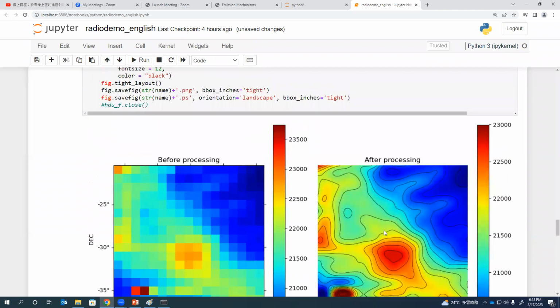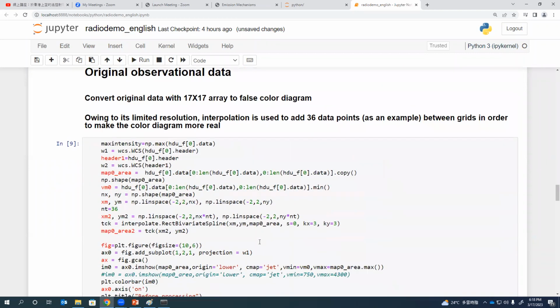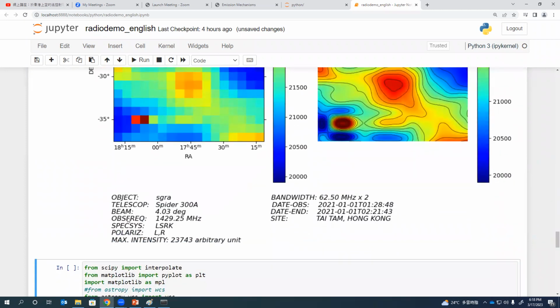And you see, I ran the program several times, because from this figure we also have some description, for example, the object's name and the bandwidth, the days of observation, start time and end time, and the beam size of the telescope, and the left-hand side and right-hand side polarization and size.